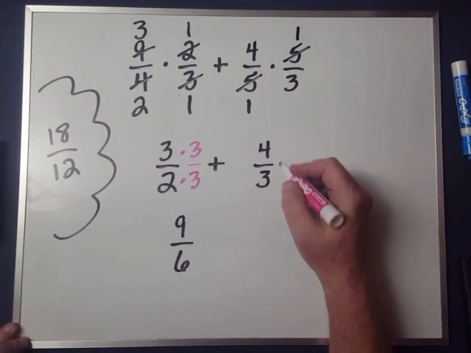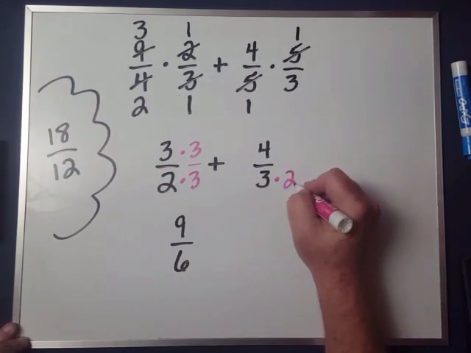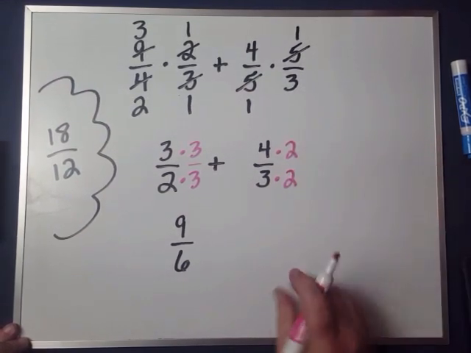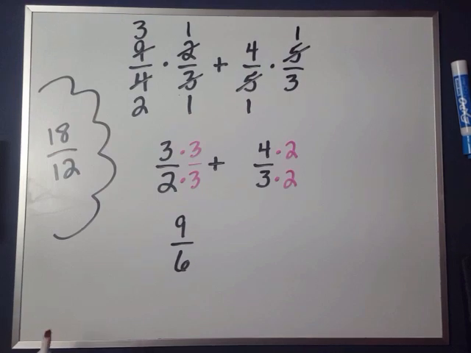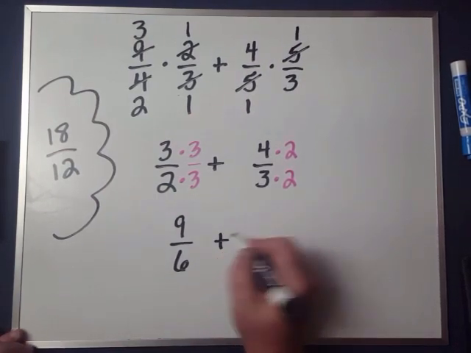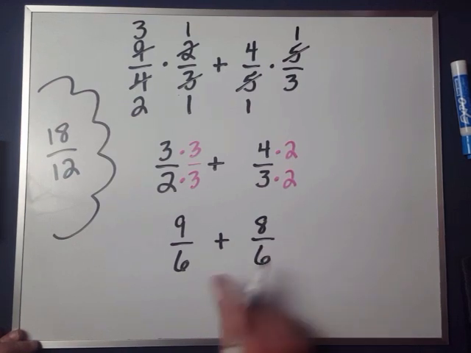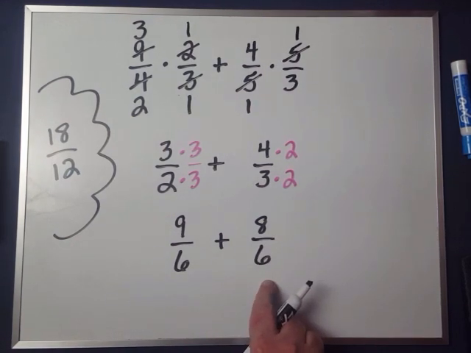We need to get this fraction into sixths. That's going to require a 2 in this denominator. I need to reflect that in the top, also with a 2. And this is going to give me, in the top, an 8, in the bottom, a 6. I now have common denominators.